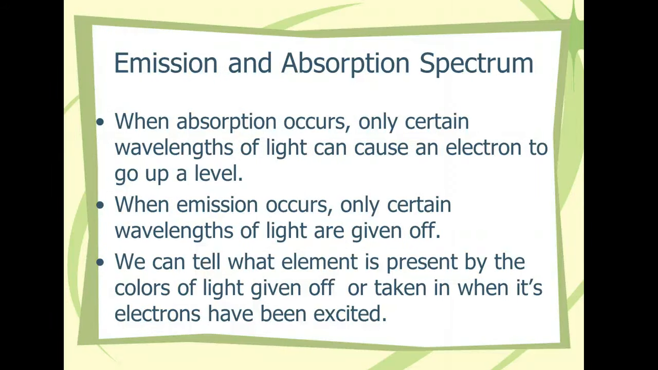So when absorption occurs, when it absorbs that particular amount of energy from light, there's only certain wavelengths of light that can cause an electron to go up a whole level or to go up a couple of levels. So only certain wavelengths of light can do that. When emission occurs, only certain wavelengths of light are given off. And we're going to go into tomorrow that these wavelengths translate to our eyes as colors. So we can tell what element's present by the colors of light that are either given off or taken in when the electrons have been excited.